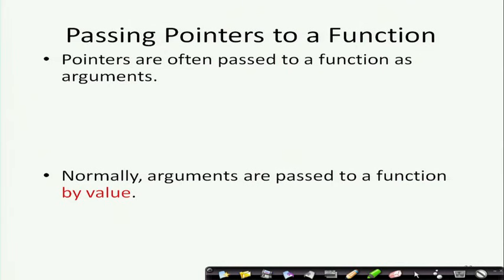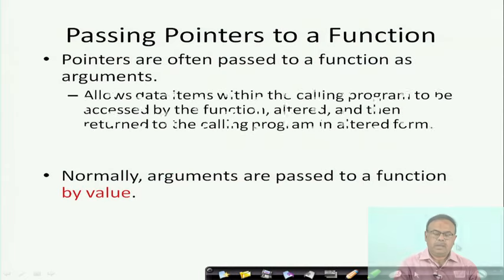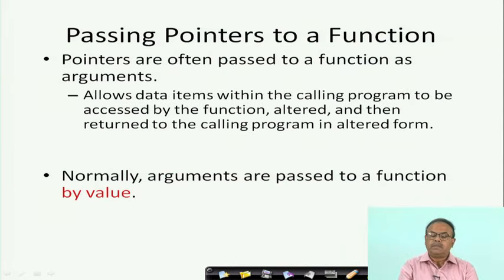Now, for every case we are thinking of how to pass an array to a function, how to pass a structure to a function. Here again we look at how to pass a pointer to a function. Pointers are often passed as parameters to a function, and if you have thought about it, you must have already discovered it. It allows the data items within the calling program to be accessed by the function, altered, and then returned to the calling function in the altered form.